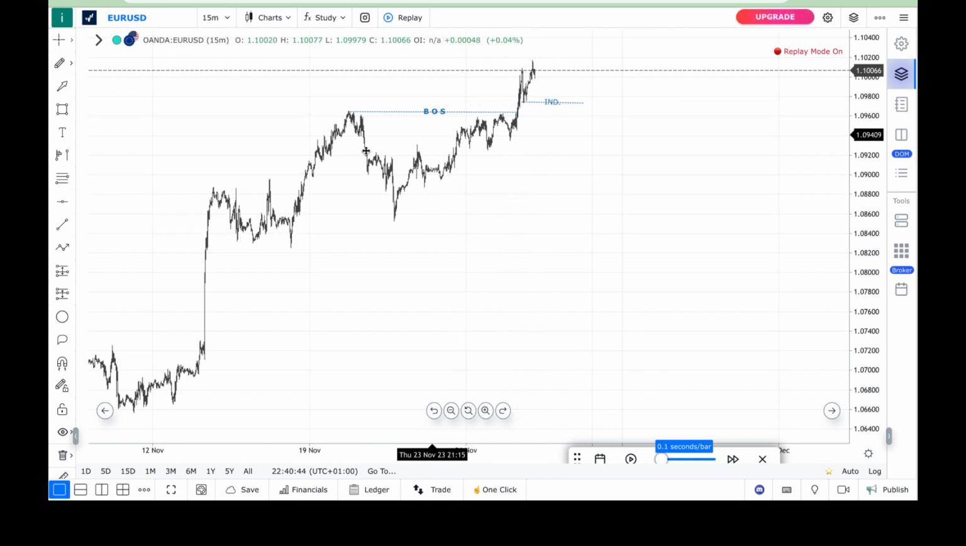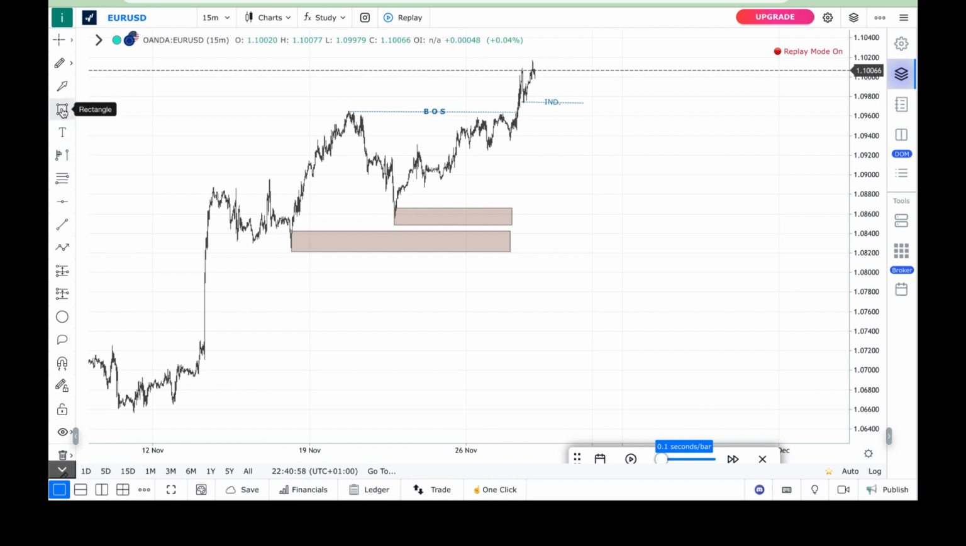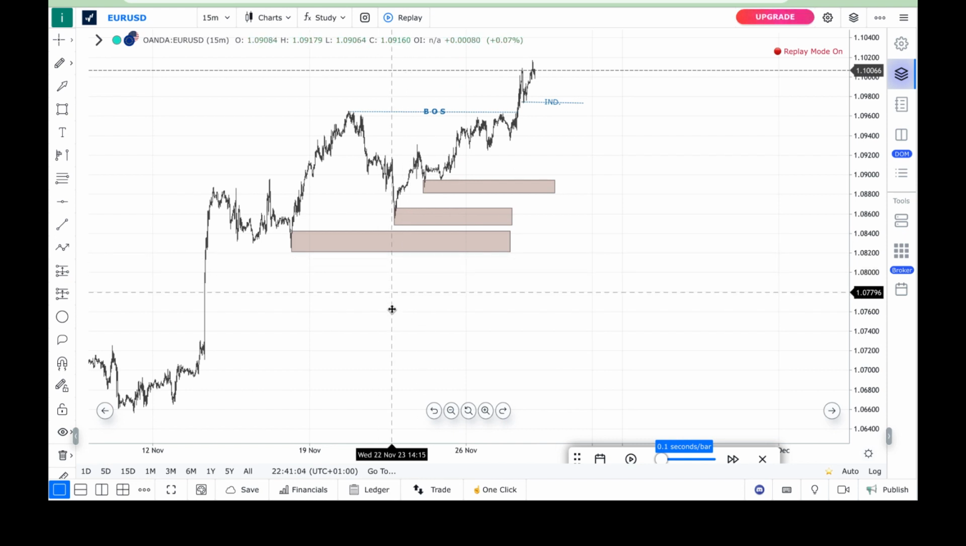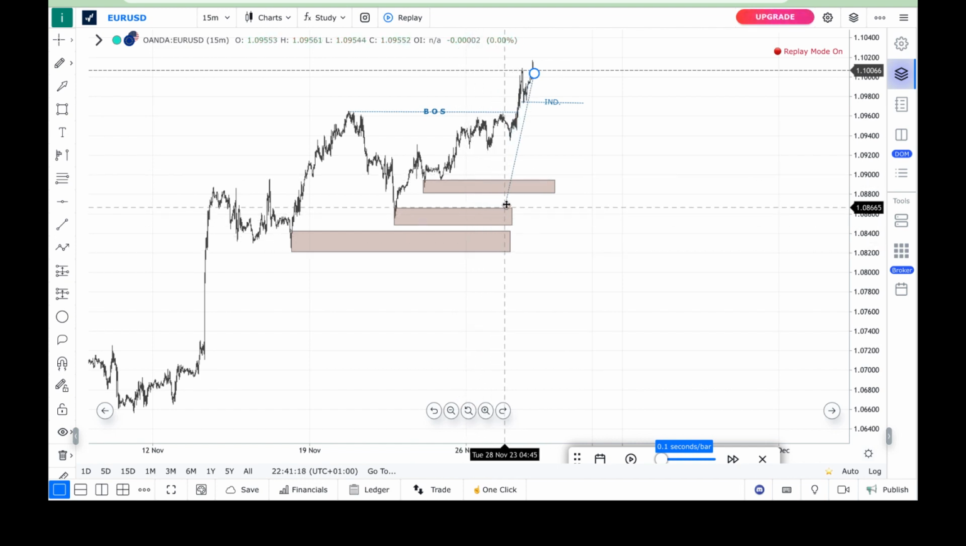So after picking this inducement, most people will pick here as the order block. Most will pick here as the order block. Even some will pick this, without knowing everything from here to here to here, they are all just a bunch of liquidities.